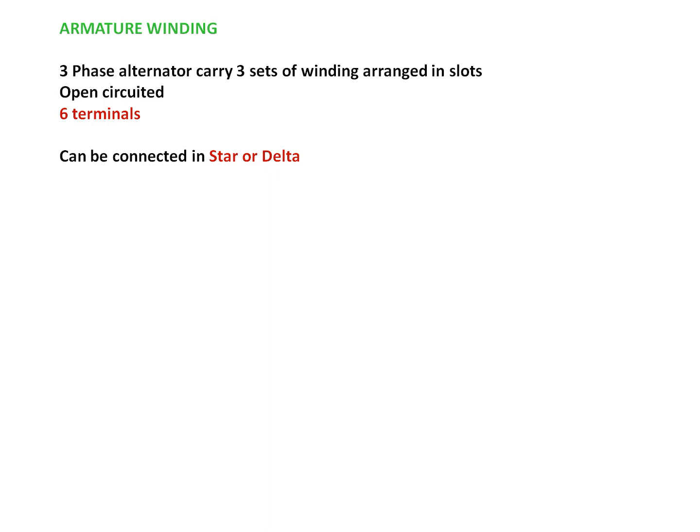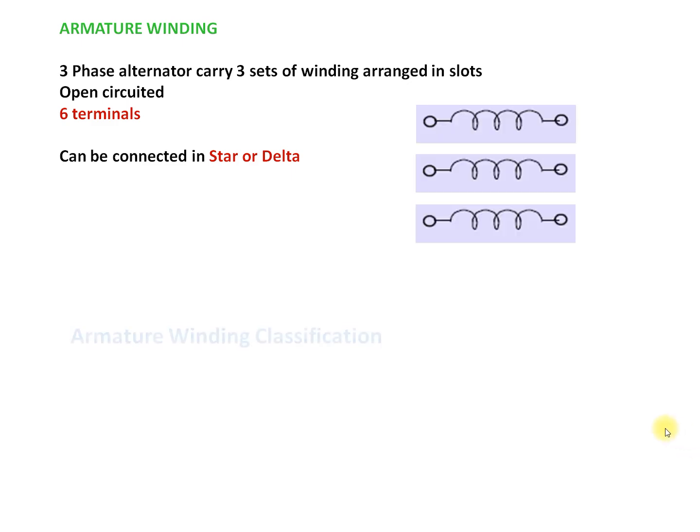Normally the three-phase alternators carry three sets of windings, R, Y, and B, and they are arranged in the slots open circuited so that we will be having six terminals. Using those six terminals we can connect the armature windings either as star or delta, depending upon the voltage rating and the power rating of the machine. We can choose the connection like star or delta.